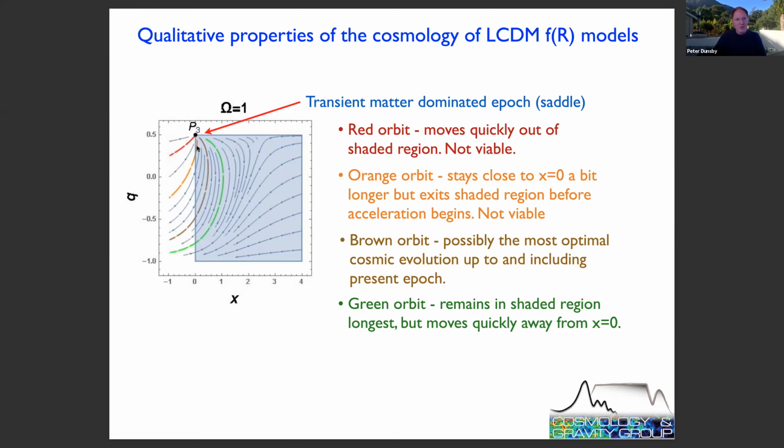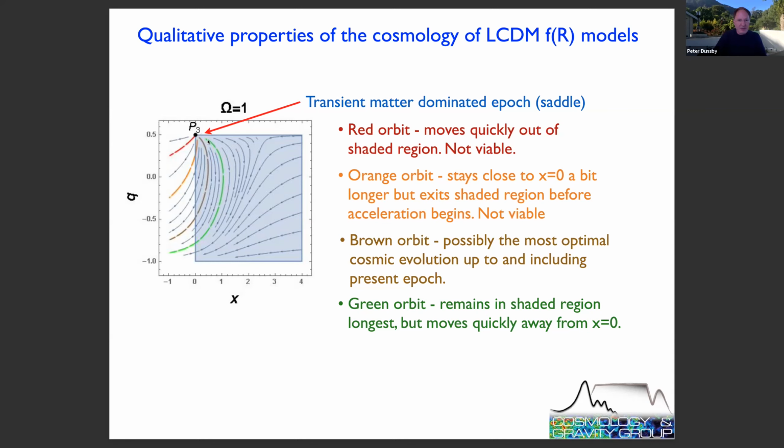Then as you move away from the x equal to zero line, you have two more possibilities. The green orbit, if you look at the slope of these orbits, then you see that they move rather quickly away from the GR regime. So they end up with perturbations which deviate away from the standard matter growth rate rather quickly, but they stay within the blue regime for much longer.